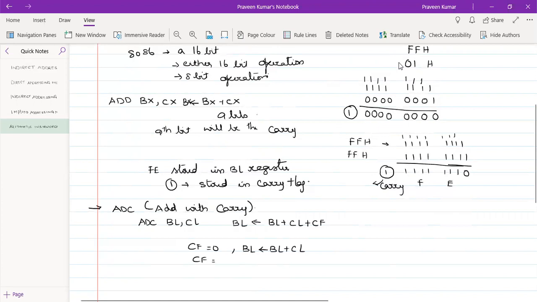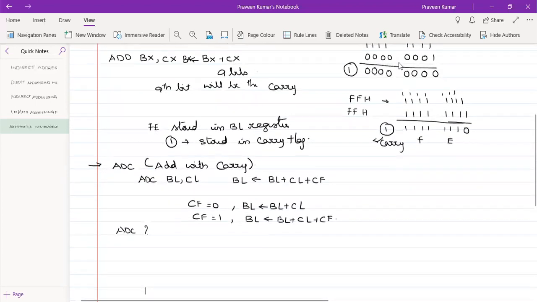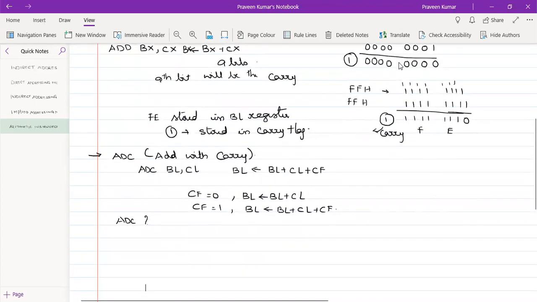If carry flag is equal to 1, then BL will be BL plus CL plus CF. So the question over here is, where do we use this ADC, that is, add with carry? And the second question is, is this the carry before the instruction took place, or is this the carry after the instruction took place?